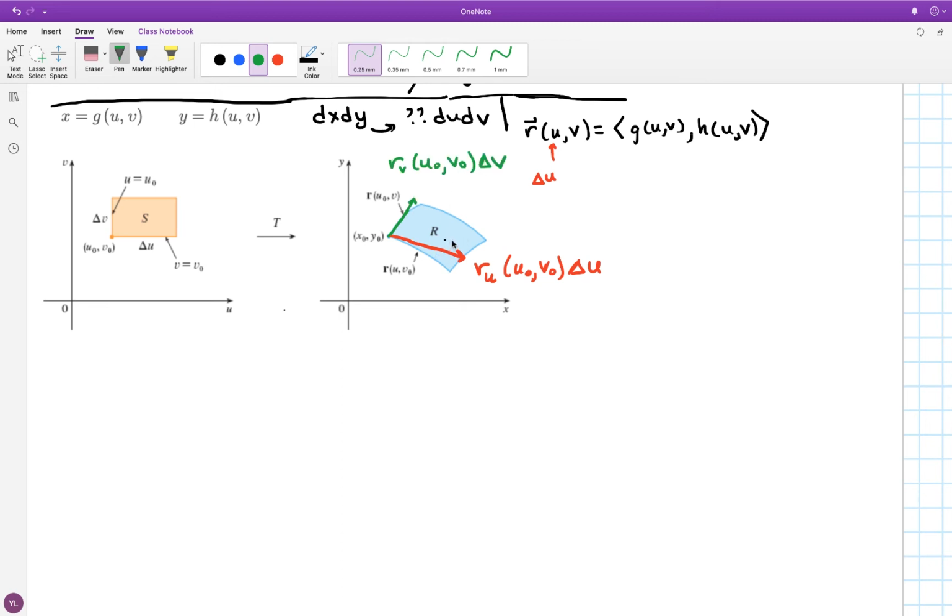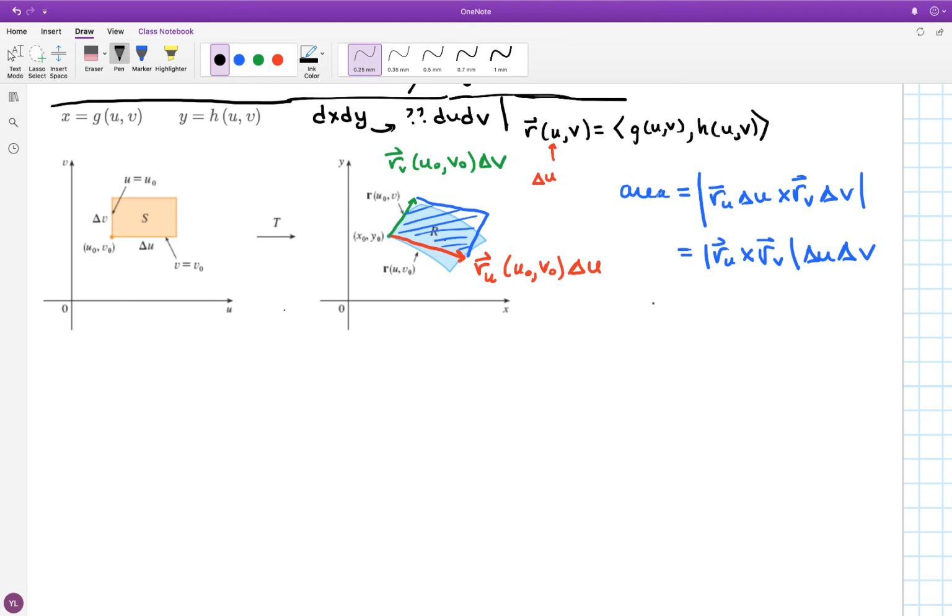Now, if I'm interested in the change in area that results from adjusting delta u and delta v in this manner, then I can use a fact from the cross product section that says that the magnitude of the cross product of these two vectors is the area of this parallelogram right there. So let's write that down.